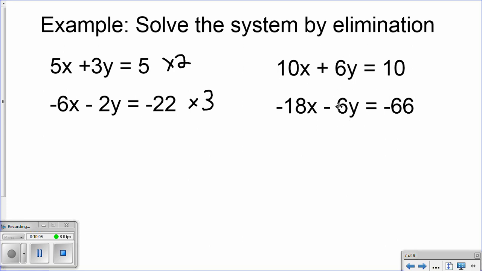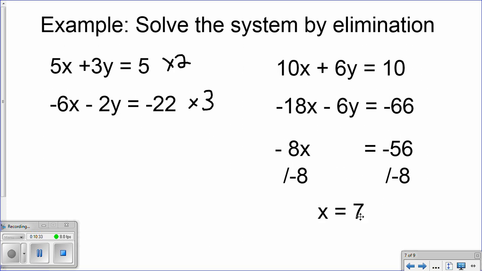So the y's now have opposite coefficients, which means when I add them, they're going to disappear. So 10x minus 18x gives me negative 8x, 6y minus 6y gives me 0, and 10 plus negative 66 gives me negative 56. Divide everything by negative 8, I get x equals 7.